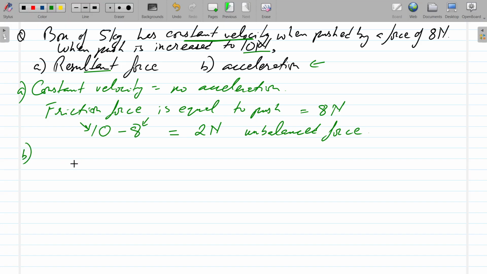Part B, F equals MA, and so you get A equals F over M.